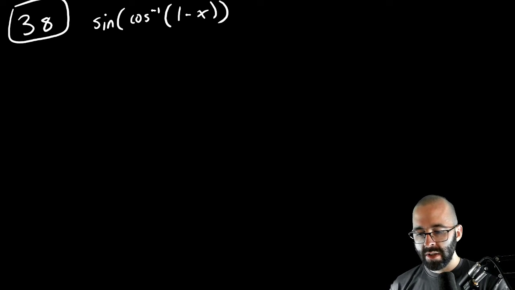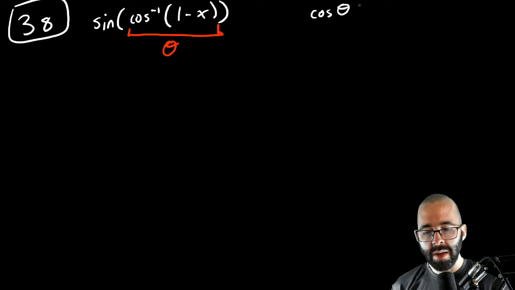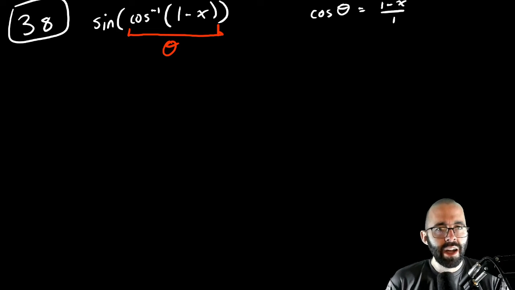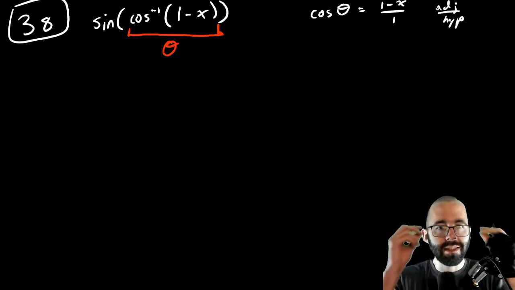So again, we're going to use that method where the arc cosine spits out an angle. Arc cosine takes in a ratio, spits out an angle. So we go off to the side and say the cosine of some angle is going to be 1 minus x divided by 1. We don't have to divide by 1, but I like dividing by 1 because cosine is adjacent over the hypotenuse, and this helps me visualize it as a ratio.